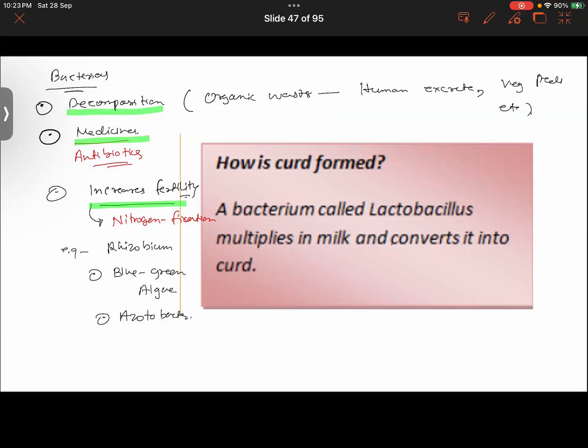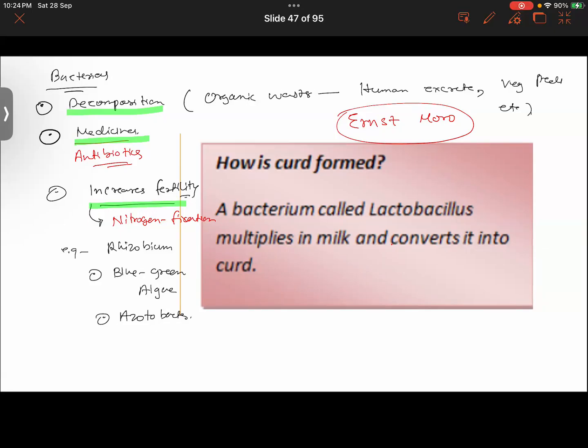Okay, now the person by the name of Ernst Moro discovered this. Curd has been formed for so many hundreds of years, but no one knew how exactly curd formation takes place, I mean, what is the bacteria responsible for this. It was Ernst Moro who in the year 1900 first discussed this bacteria, that is lactobacillus bacteria.